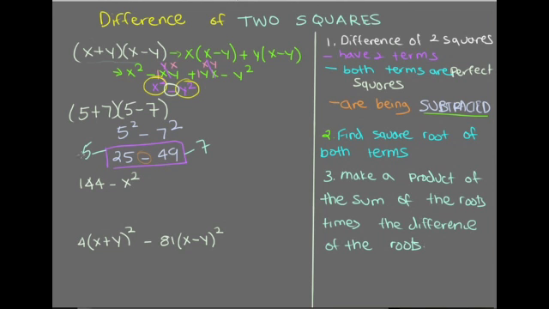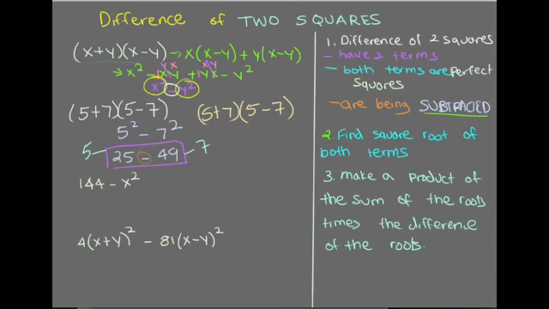Okay, so we have 5 and we have 7, right? So first we have to make a product of the sum of the roots times the difference of the roots. So the sum will be 5 plus 7 times 5 minus 7. And we just factored it back into its factored form. We factored a difference of two squares.